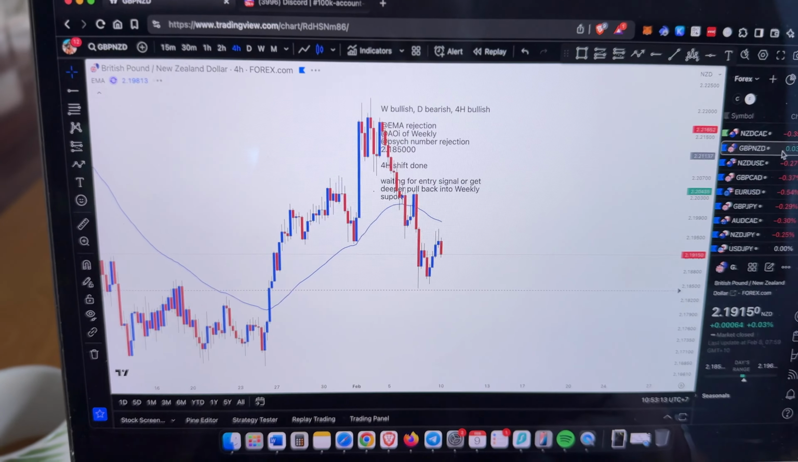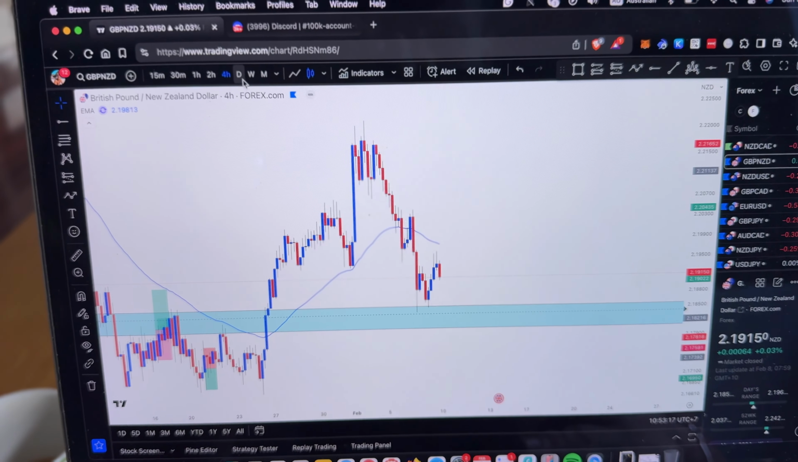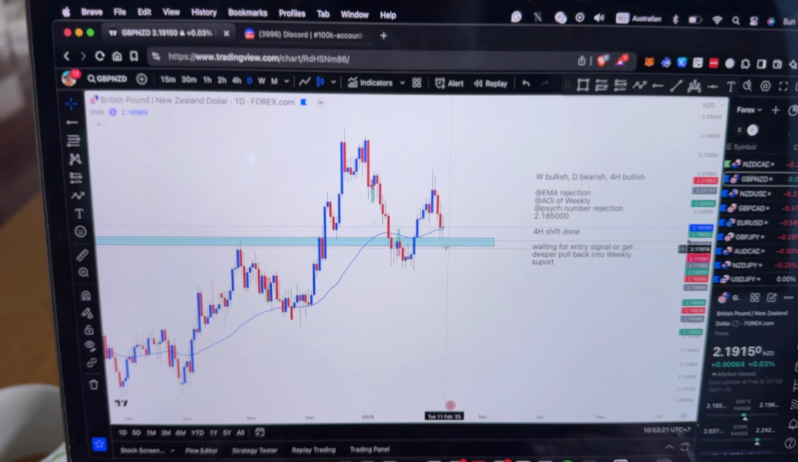Next one is GBP NZD, and I'm not in this trade, but I'm waiting to enter this position. If you look at the daily, we're basically retesting the daily support.